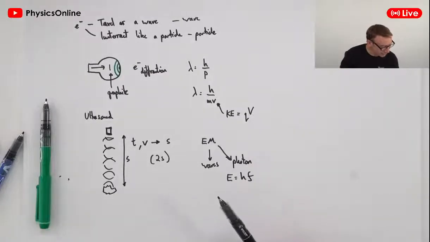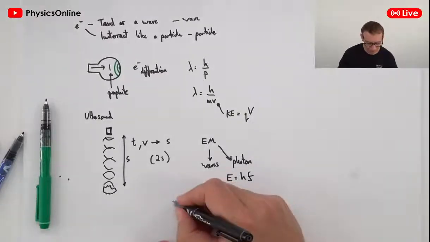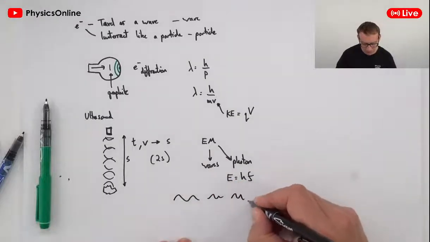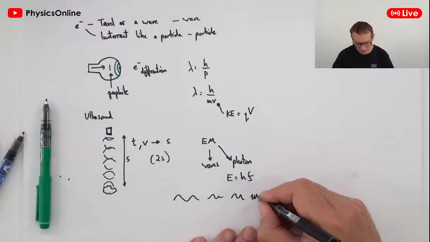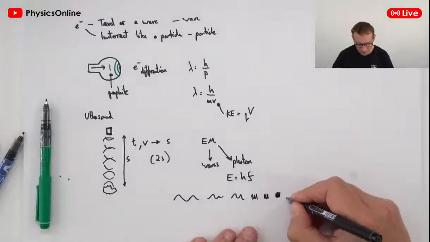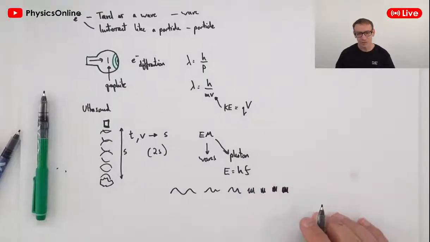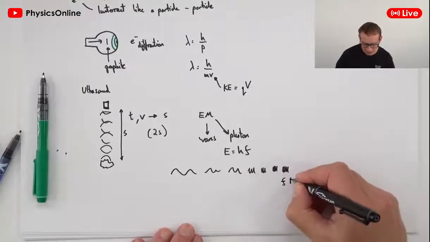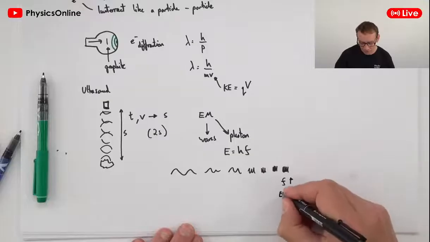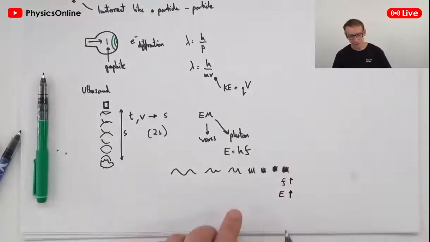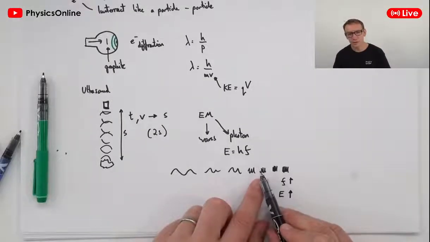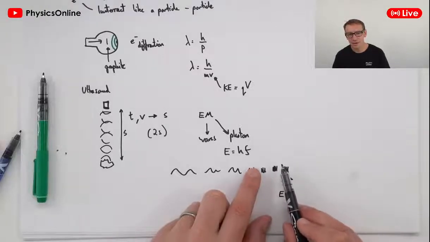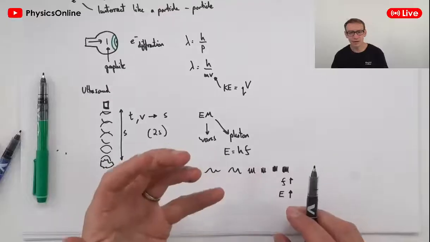So E equals hf, and if you think about the EM spectrum, you've got radio, micro, infrared, visible, ultraviolet, X-ray, and then gamma. What we find is that when you've got a high frequency over here, that's where we have more energy in those waves. So that's why ultraviolet, gamma, and X-ray are the ionizing radiation, because they've got enough energy to ionize atoms.